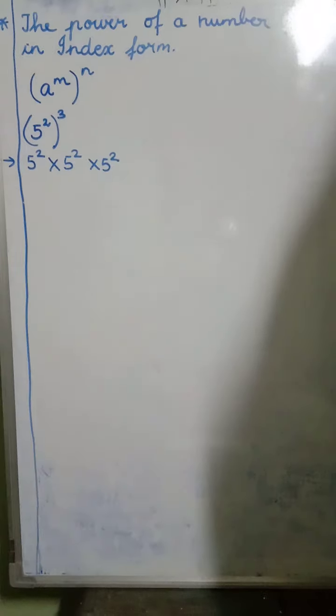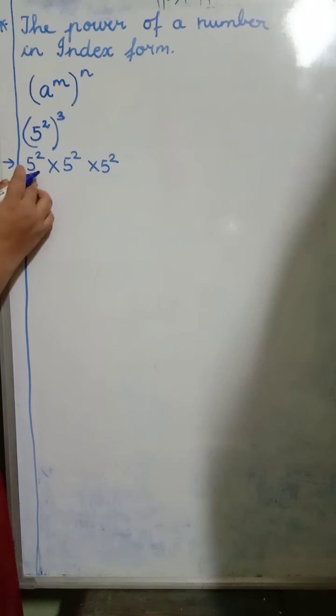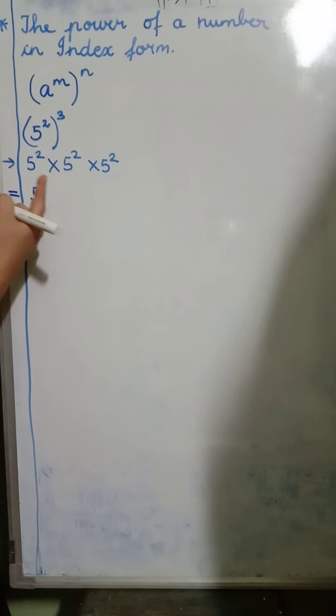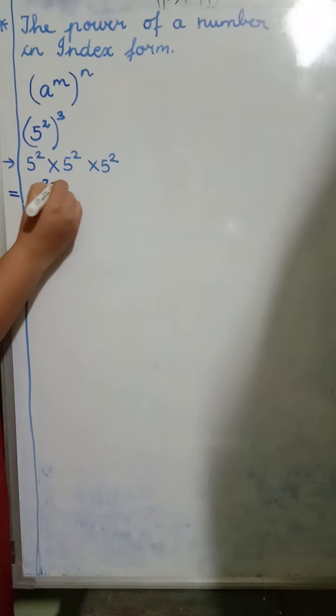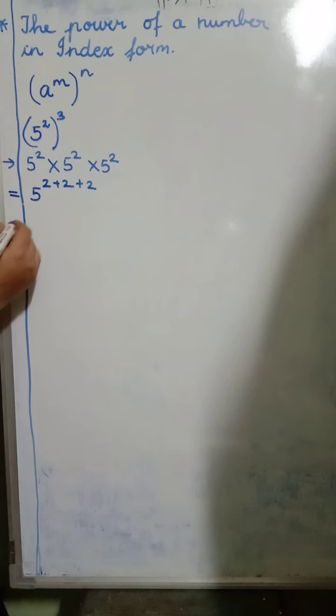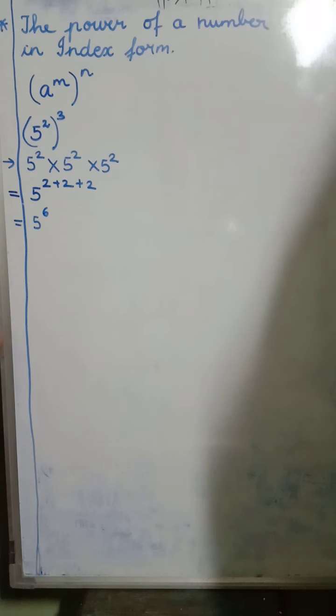Now we have learned the formula of multiplication of indices. According to that, our base is the same, so we'll write 5, and in multiplication we are adding the power or the index. So 2 plus 2 plus 2, are we going to write 3 times? So the answer will be 5 raised to, 2 plus 2 is 4, 4 plus 2 is 6. So the answer is 5 raised to 6. Did you understand?